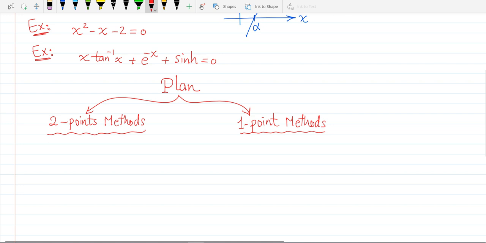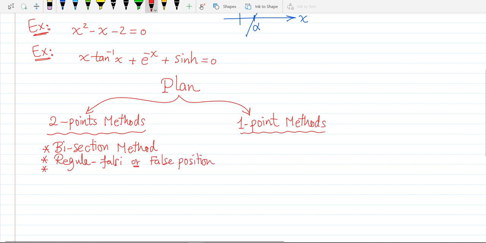For example, one of the techniques of the 2 point method we have is the bisection method, second one is regula falsi, which can be denoted as the false supposition method. Third one is the secant method, which for sure depends on using the secant line.